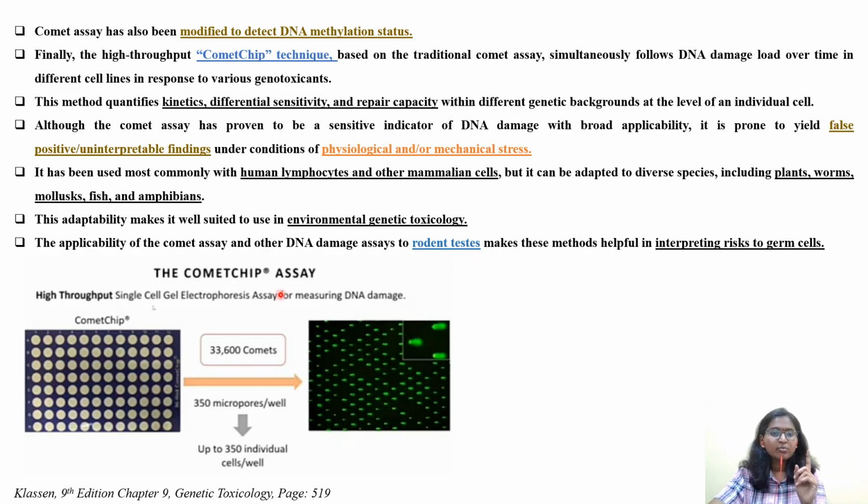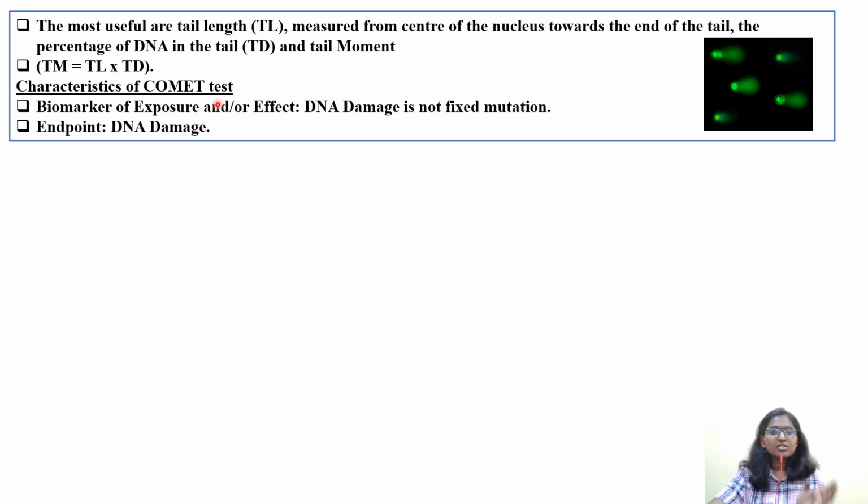So this is the Comet chip assay, the high throughput single cell gel electrophoresis assay for measuring DNA damage. This is the Comet chip where wells are there. 33,600 Comets, 350 micropores per well, up to 350 individual cells in a well. This is the reading that you can do. Let's see, tail moment is equal to tail length times percentage of the DNA damage. We have already learnt this in the previous slide.